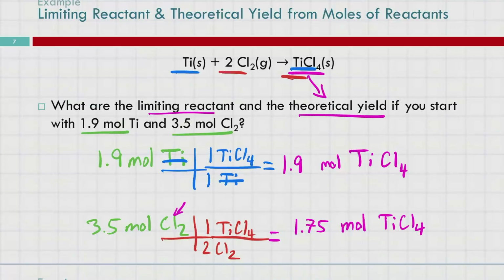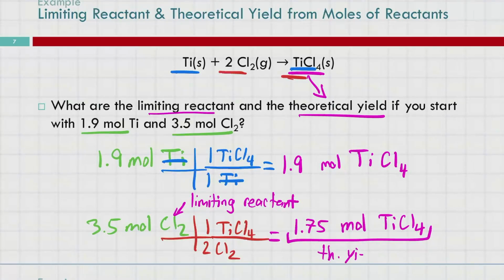That means that Cl2 is our limiting reactant. And 1.75 moles of TiCl4 is our theoretical yield. That's the most that we could possibly make given the reactants that we have. And if everything goes perfectly, we'll even have a little bit of titanium left over. Questions?